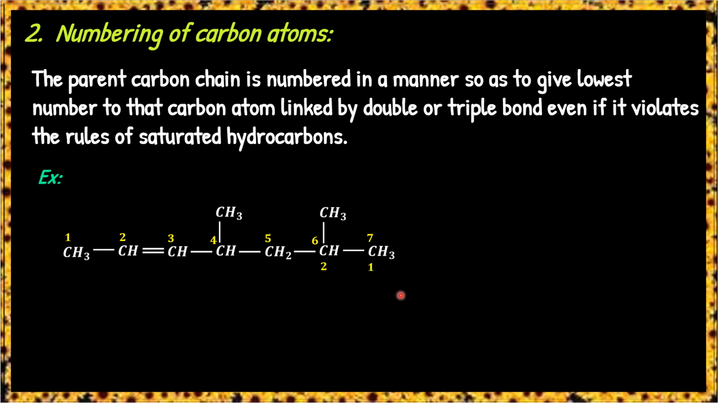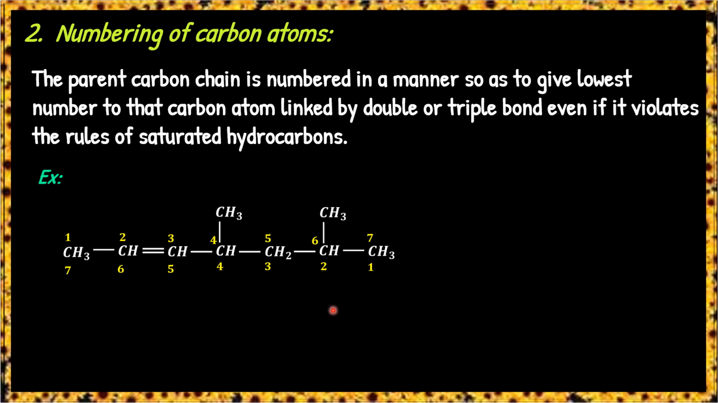From right to left also I am numbering the carbon atoms in the chain. Which way of numbering is correct? In order to know that, we have to keep one thing in mind. The carbon atom that is linked by a double or triple bond should get the lowest possible number, even though it violates the rules of saturated hydrocarbons. That means we have to give the priority to the double or triple bonds, not to the substituents.